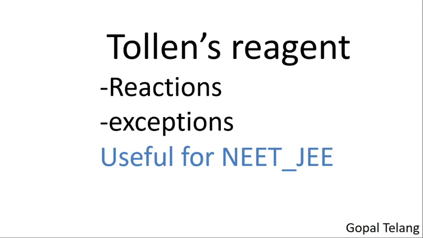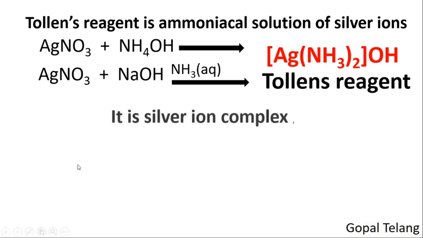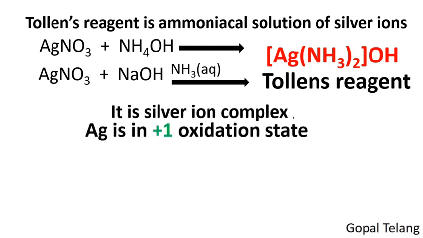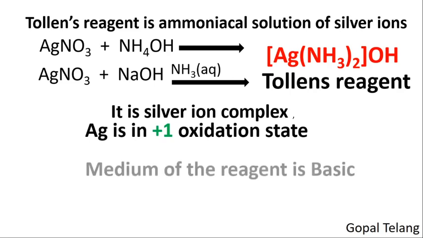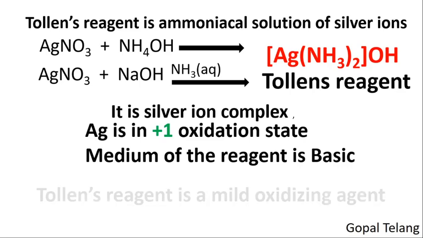Tollens reagent, reactions, and some exceptions which will be useful for the NEET and JEE exams. Tollens reagent can be prepared by these two methods. It is actually a silver ion complex in which silver is in +1 oxidation state. The medium of the reagent is basic. This is important: the medium of the reagent is basic.